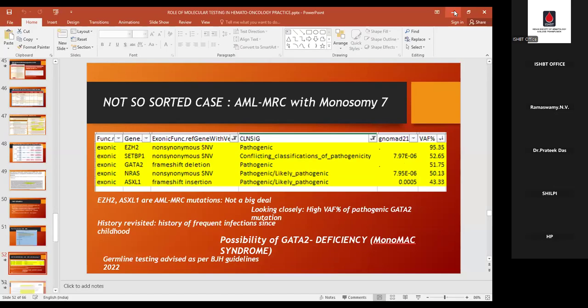Any other question? Because it is a deletion. Yes, it's a frameshift deletion. Because if it is 50%, then straight away everybody can understand the probability of germline mutation. But if it is 20%, because of this deletion type, we have to think of that.